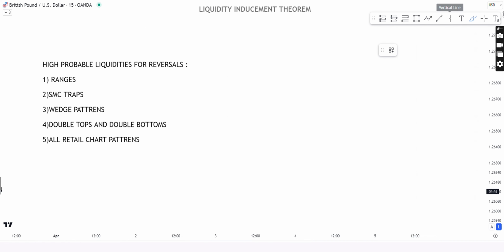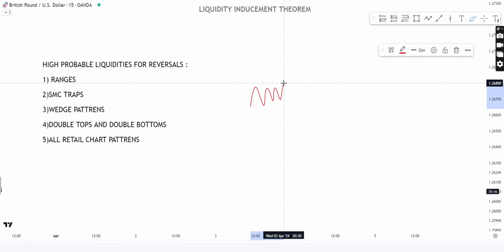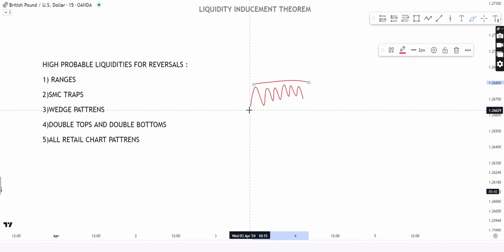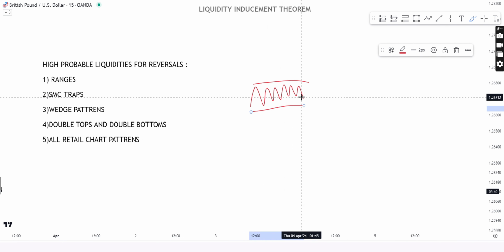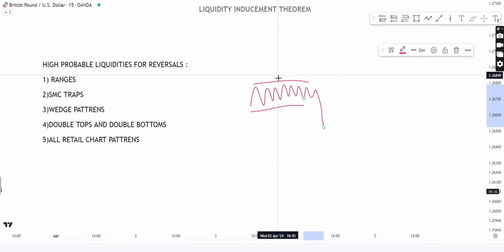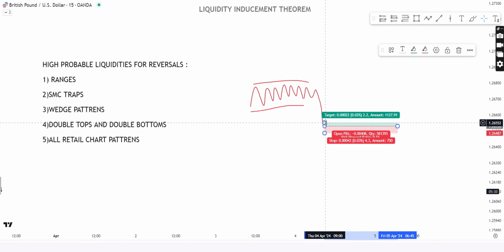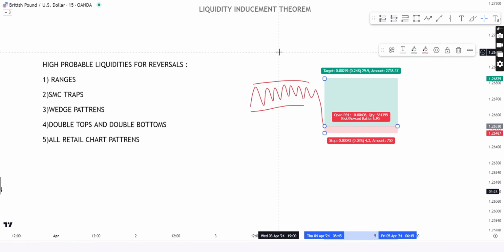So the first thing, ranges. Ranges mean consolidation. The price action in a range will look somewhat like this. The price will behave in a tight range. They will form the tight range and then manipulate it in one direction. This is the accumulation and manipulation. Then we directly enter the price here. The entry pattern I am going to teach you in this video. So watch the video till the end.